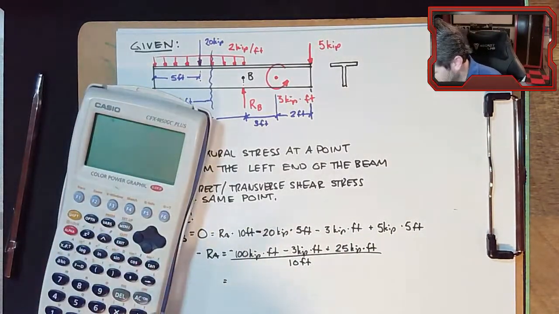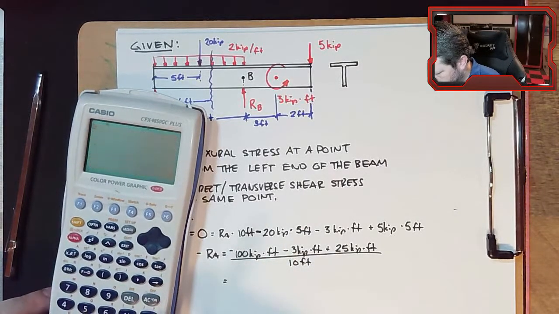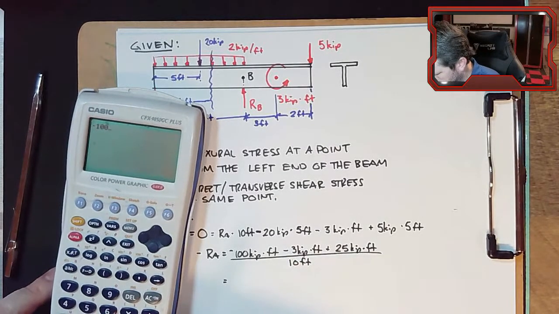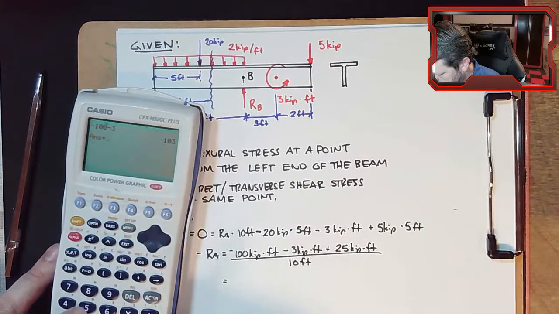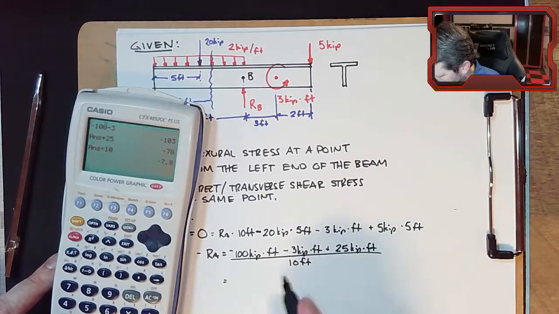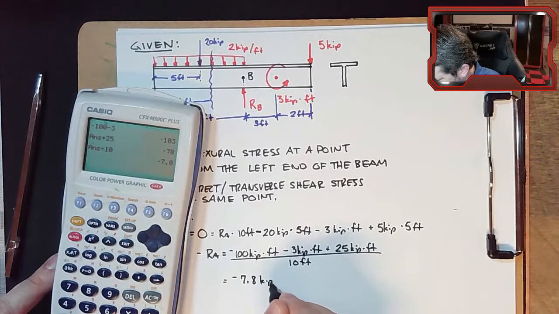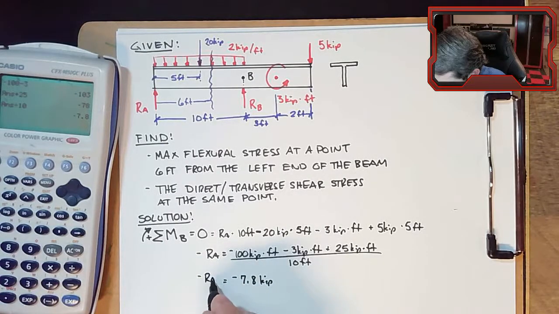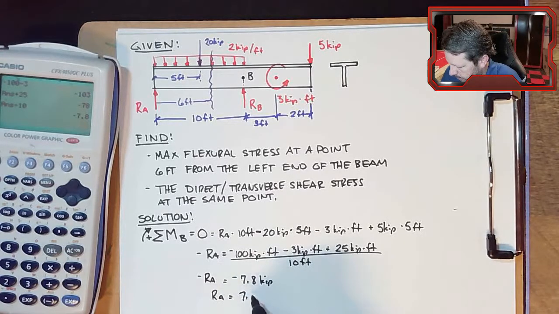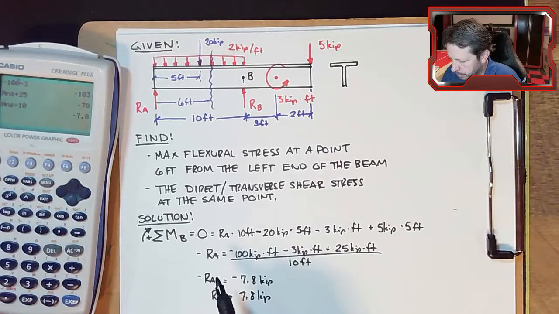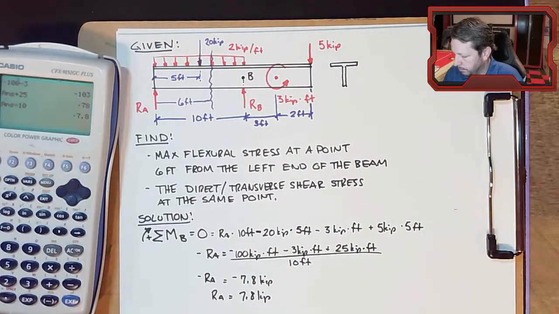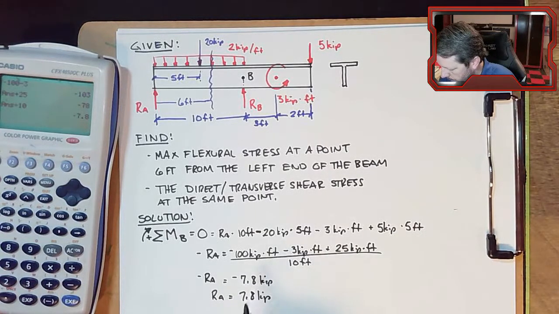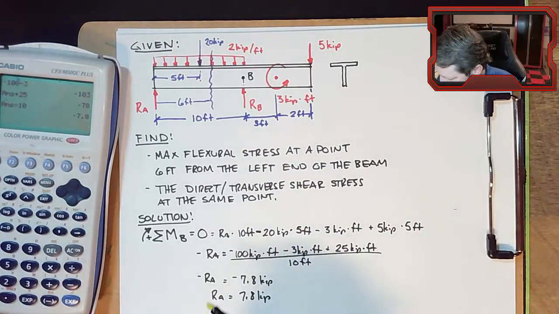So let's see. Negative 100. Oops. Negative 100 minus 3 plus 25. So this whole term divided by 10. Negative 7.8 kips. So the negative there, let's make sure. Oh, well, but it's negative RA. So RA is actually 7.8 kips. So 7,800 pounds. That seems like a reasonable number for this total. So I'm going to go with that. Okay. Now that we have that piece of information, we could go and solve for RB if we wanted to, maybe kind of do some double checking, but it doesn't help us in solving our actual problem, so I'm not going to do it.